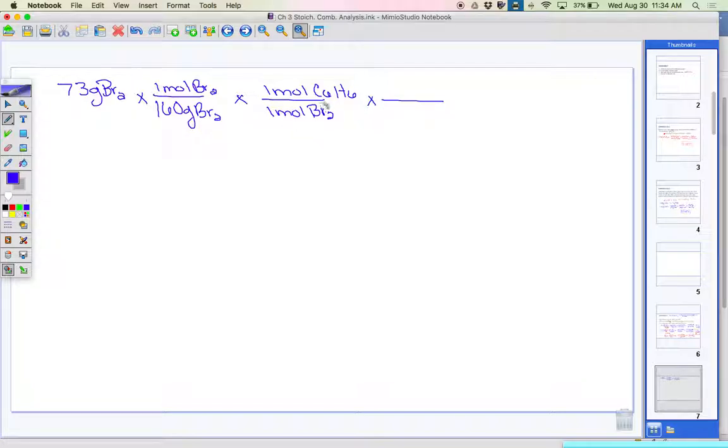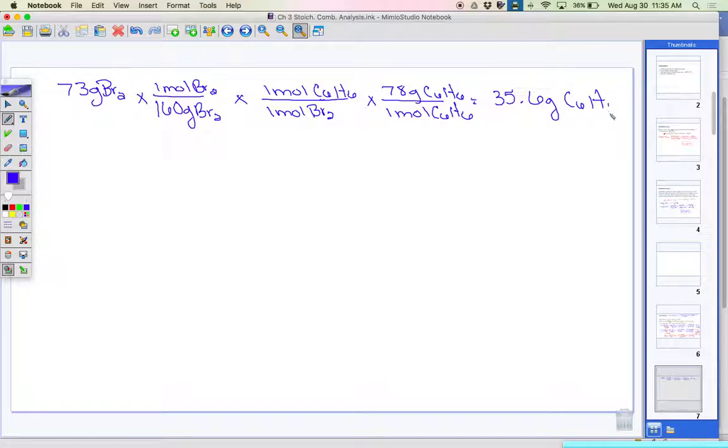All right, so for every 1 mole of bromine that reacts, 1 mole of benzene reacts. And so for every mole of benzene, what's the molar mass of this? 78. Okay, so do the math. So 73 times 78 divided by 160. 35.58. So 35.6. I said it wrong, but I was rounding that.